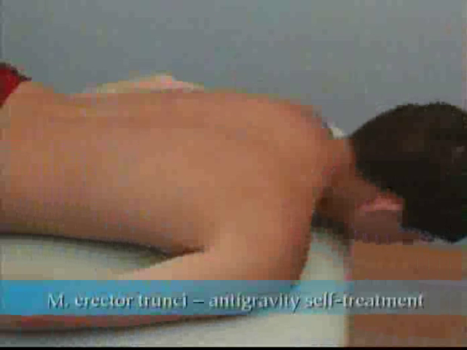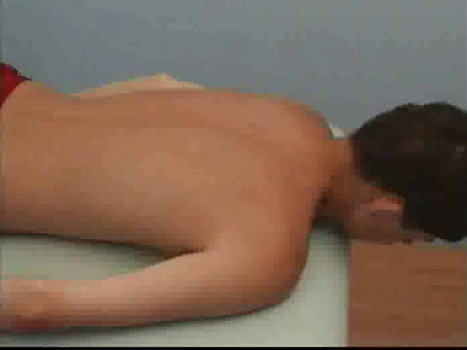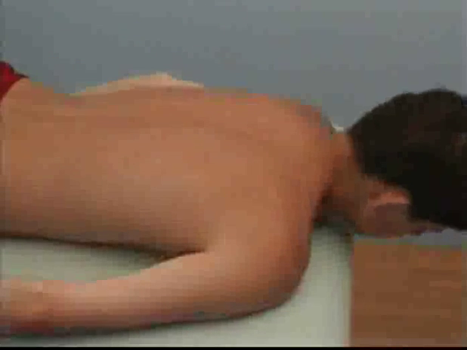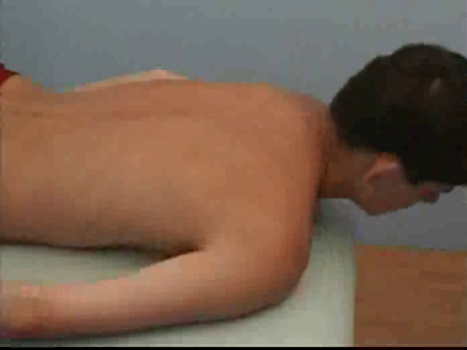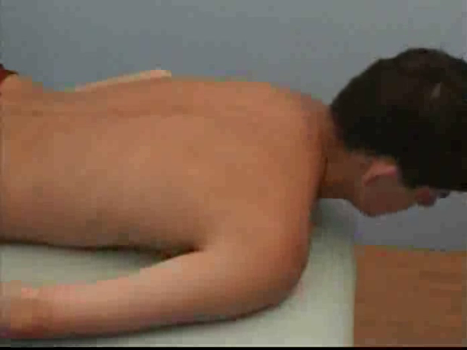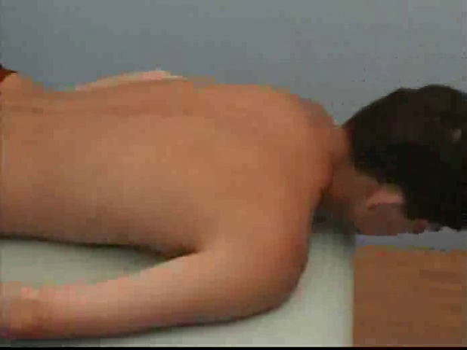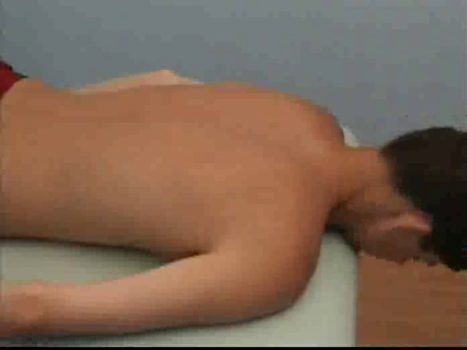Gravity-induced self-treatment can also be applied with the patient prone, his head over the edge of the table. Lift your head and breathe in. Hold your breath, let go, and breathe out. The higher the patient lifts his head, the more caudal sections of the back muscles are activated.